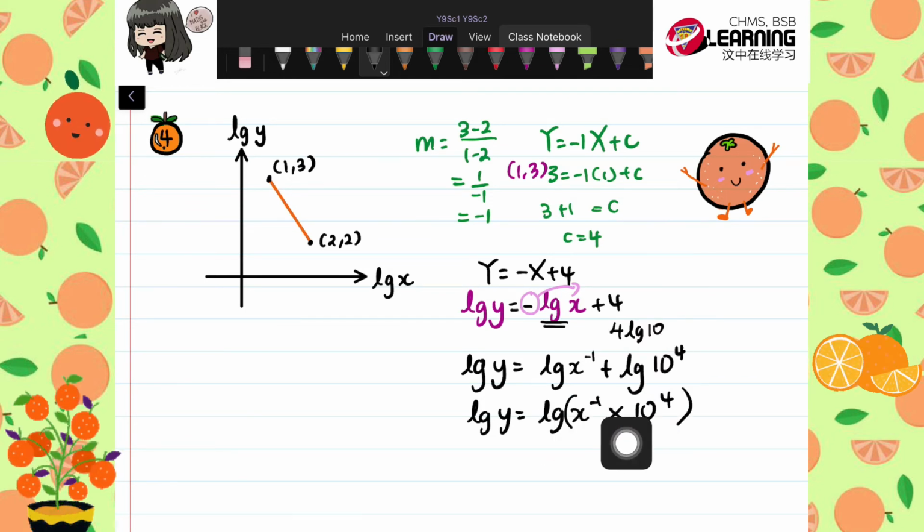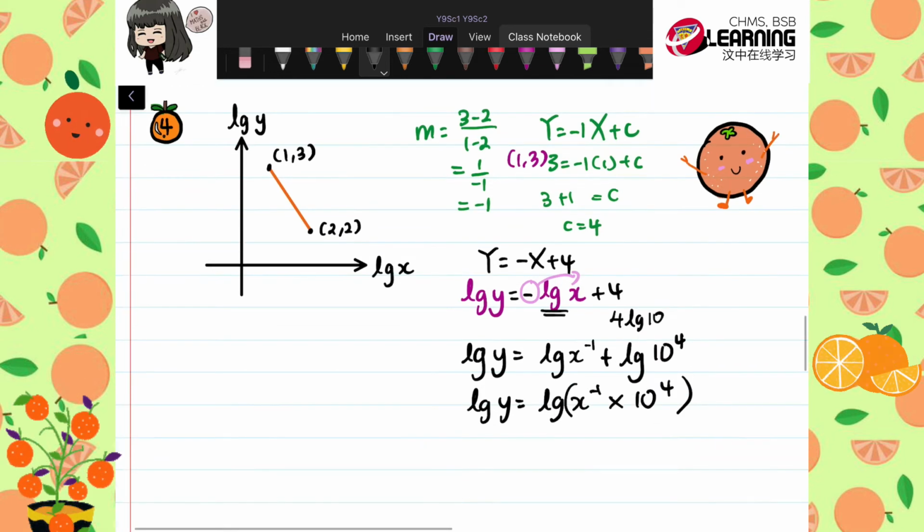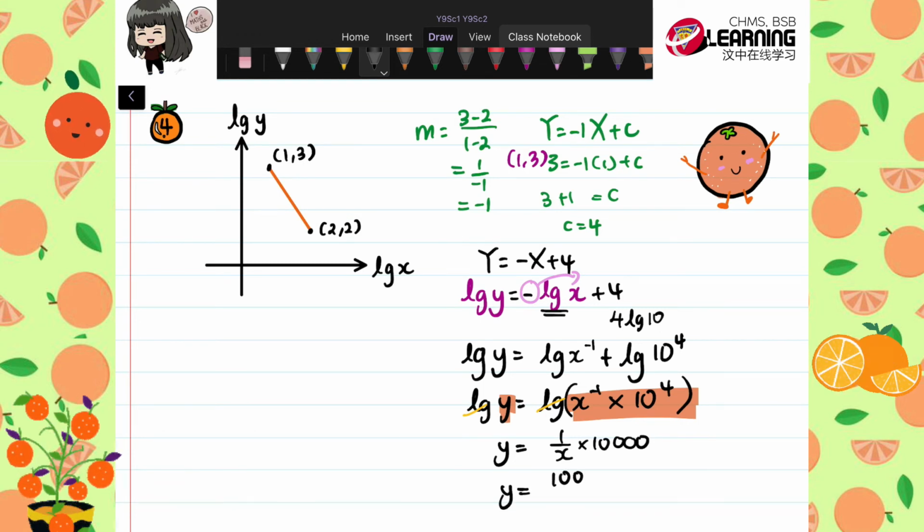Single log times. So here y is equal to this whole thing. We can get rid of the log already. We can compare left and right side. So y is equal to 1 over x times 10,000. So y is equal to 10,000 over x. Done.